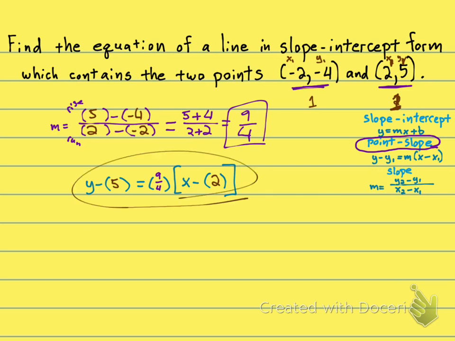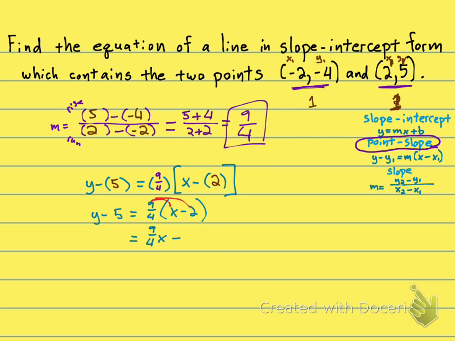All right, let's go ahead and clean this thing up. I have y minus 5 equals 9/4 times x minus 2. I'm going to distribute the 9/4. So that is 9/4 times x is 9/4 x minus 9/4 times 2 is 9/2. Calculator will do that for you. This is y minus 5.